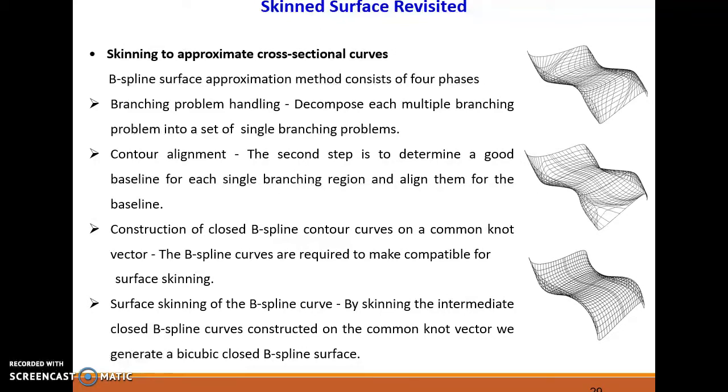The third step is construction of closed B-spline contour curves on a common knot vector. The B-spline curves are required to be made compatible for surface skinning. So here, all the B-spline curves that we have got are required to be made compatible for the surface skinning. The surface skinning of the B-spline curves is the last step. By skinning the intermediate closed B-spline curves constructed on the common knot vector, we generate a bicubic closed B-spline surface. So this is how the B-spline surface approximation is done.